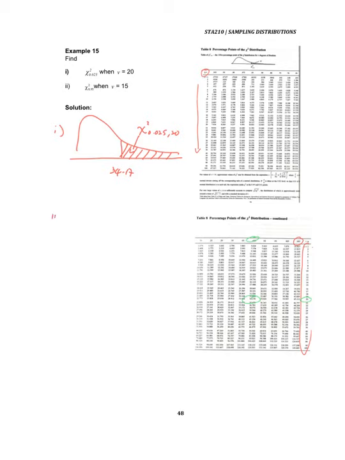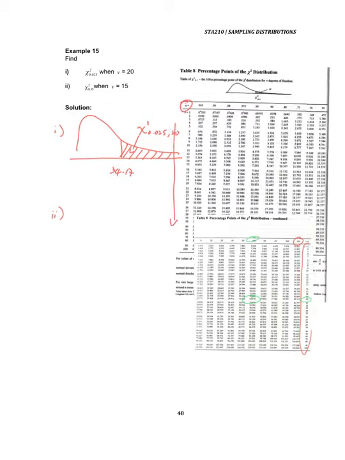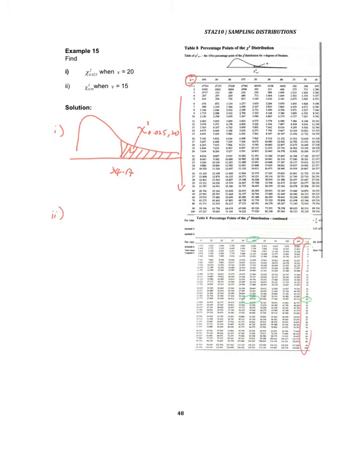For number 2, we want to find the value of chi-square 0.95 for V equivalent to 15. So 0.95 will be this one, from the first question. Okay, 0.95 is here, and then V equivalent to 15 is here.